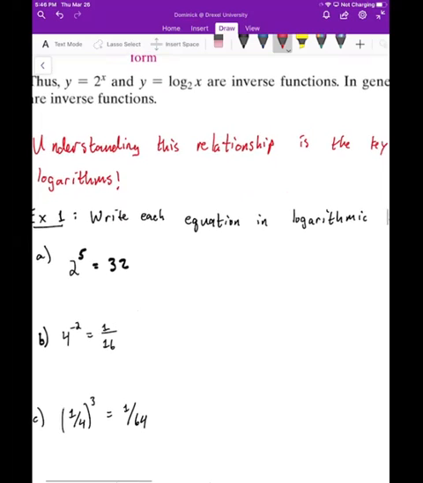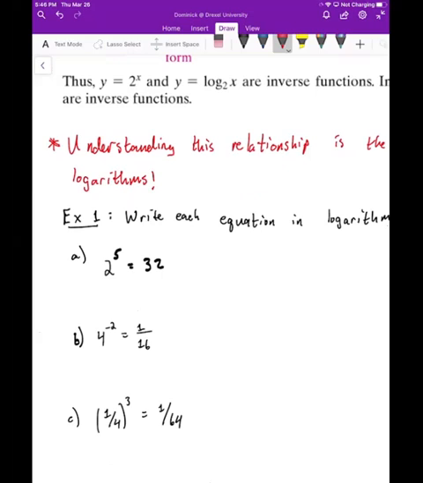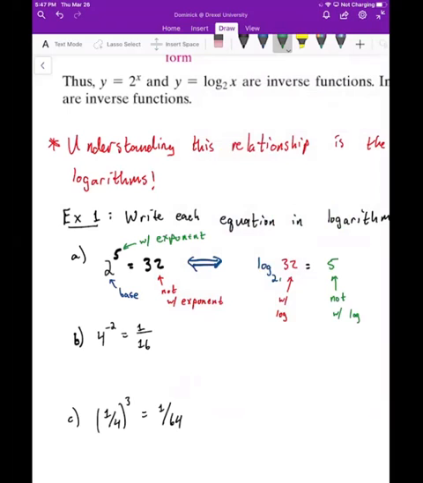Okay, so for this first section, I want to write each of these exponential equations in logarithmic form. All right, so in this first example, again, we have this 2 is the base. So I want that 2 to be the base of my logarithm, right? Now the 32 is not with the exponent because it's on the other side of the equal sign. So I want that with my log, right? And then I need an equal sign. And then the only thing I haven't used yet is the 5. And this is with the exponent, so it should not be with the log. And this is the logarithmic form of 2 to the 5th is equal to 32.